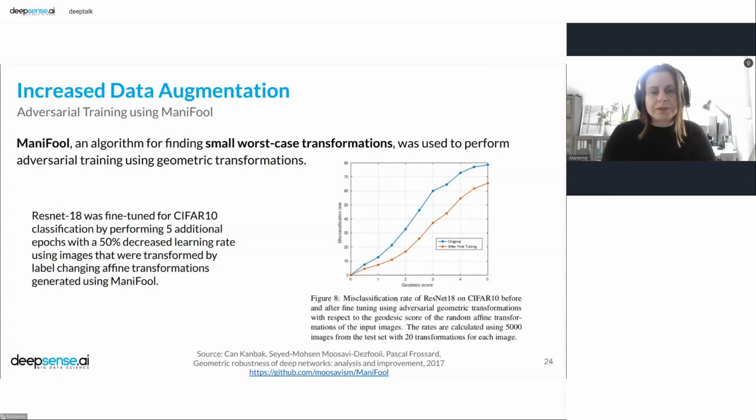And the authors compared ResNet 18 fine-tuned with manifold with ResNet 18 fine-tuned with random augmentation, and the manifold-trained network achieves a lower misclassification rate for transformed images.